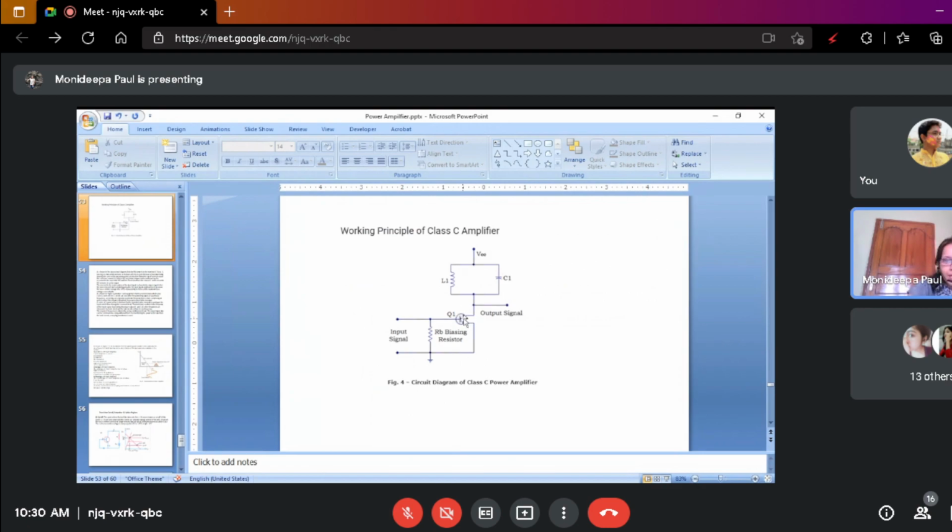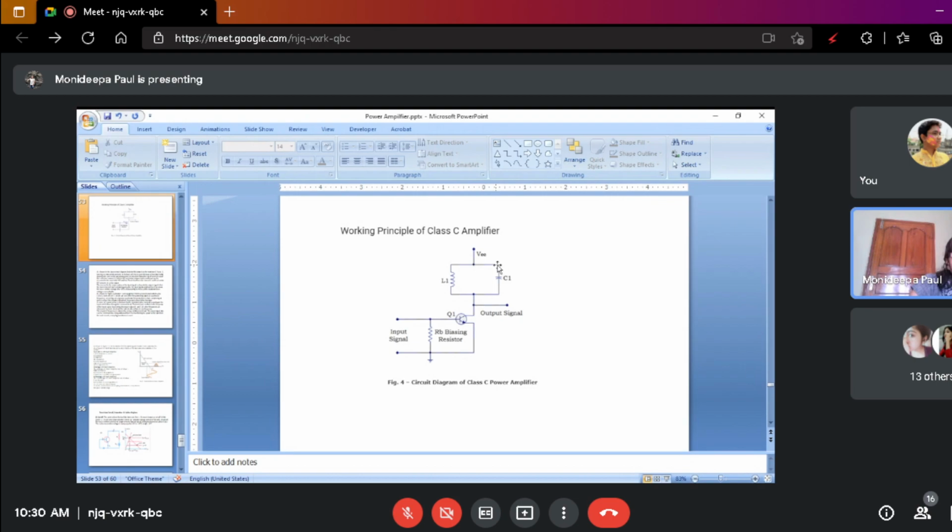This is the transistor, and transistor biasing is made by RB resistance. This is also resistance biasing, and this is the input signal. Here we collect the output signal, and here this is the tuned circuit. L and C make the tuned circuit. With the help of this tuned circuit, class C amplifiers are used in radio frequency signals.